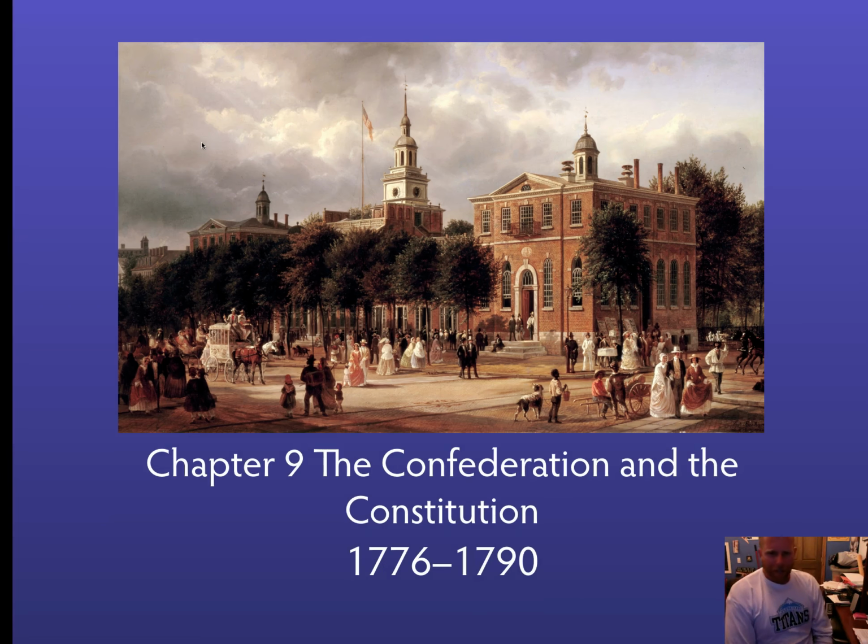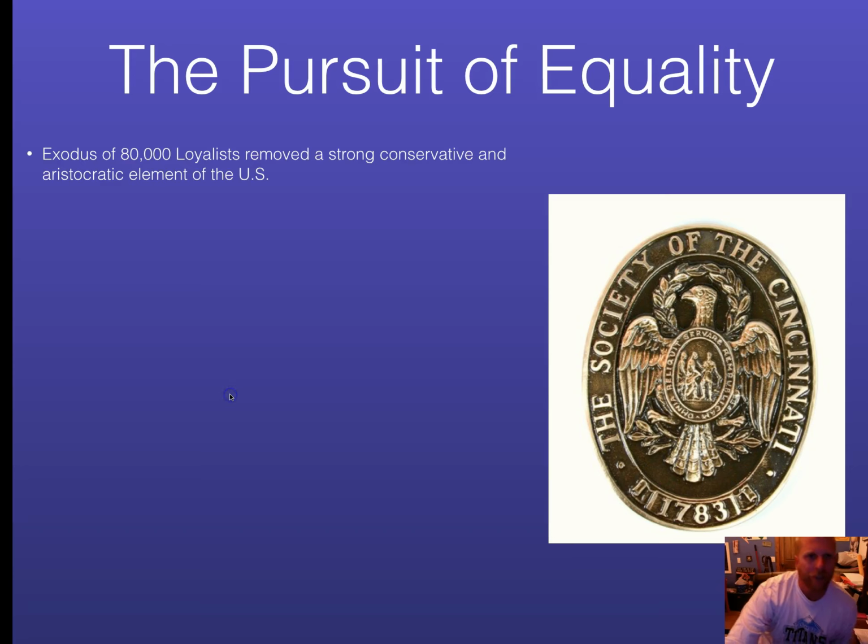Welcome to Chapter 9, the Confederation and the Constitution, basically the formation of the United States government during and then after the American Revolution. In the first section here, we're going to cover the pursuit of equality to creating a confederation. So you have Independence Hall there. This is where most of the things went on with the Continental Congress in terms of the Declaration of Independence, and then later forming the first national government in the Articles of Confederation there in Philadelphia.